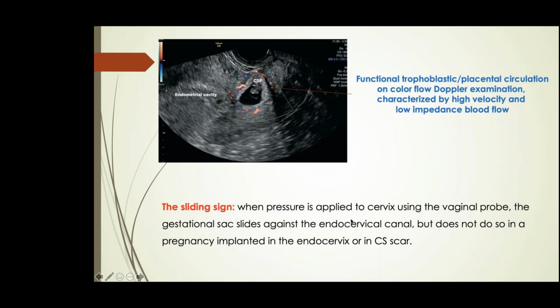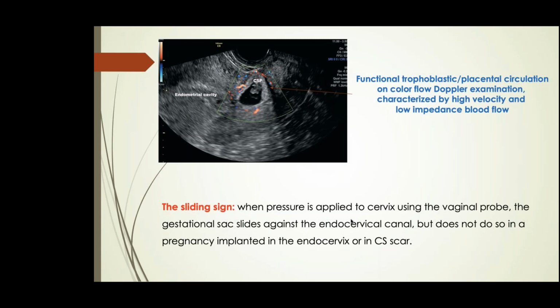When you do transvaginal scanning and apply pressure on the cervix with the vaginal probe, if the gestational sac slides against the endocervical canal, this means that it is not attached to the cesarean section niche. If it slides, this means it is a missed miscarriage or an abnormally located pregnancy. But if it stays in the same place and does not move, this means it is a cesarean section scar pregnancy.